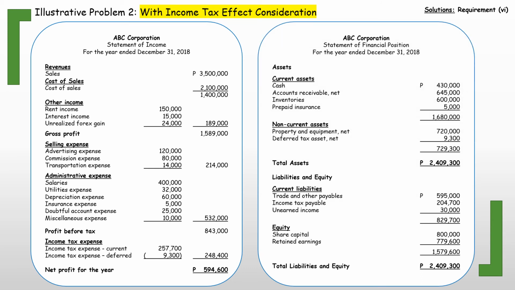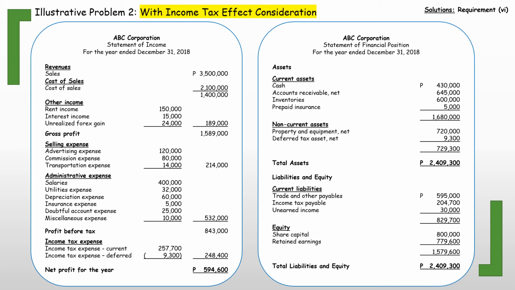So, sa statement of income, from revenues to profit before tax, 943,000, less natin yung income tax expense, which is composed of income tax expense current from RCIT na 257,700, then yung income tax expense deferred dun sa DTA and DTL na merong net na 9,300. So, yung income tax expense natin, 248,400, deduct natin siya dun sa profit before tax, then we will arrive at net profit for the year na 594,600.